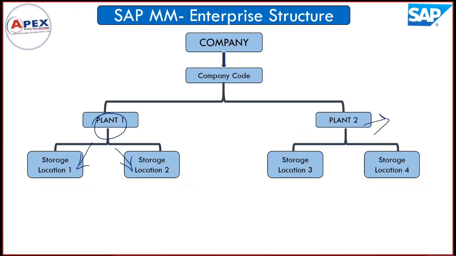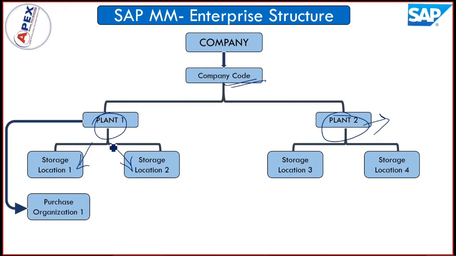What is a plant? Where we are going to produce the material, where we are going to manufacture the product. So not only manufacturing, the purchasing activity, procuring activity, everything will be done in the plant, not in the company. Okay. So each plant has multiple storage locations.